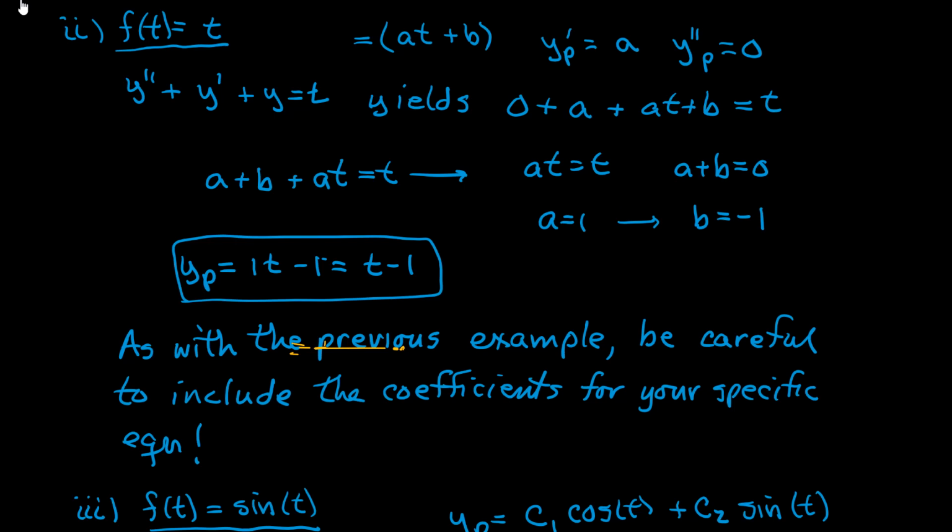Using those values for a and b in our proposed solution up here, our proposed solution is going to be a, which is 1 times t, plus b, which is a -1, or our proposed solution is t minus 1. All right, so that's got that. I'm going to leave it for you to check this as well. I don't want this video to get overly long.